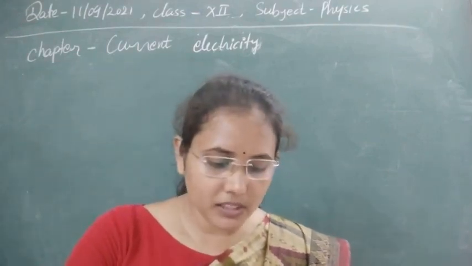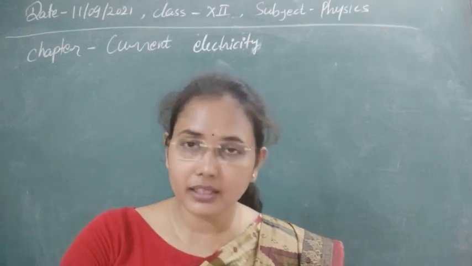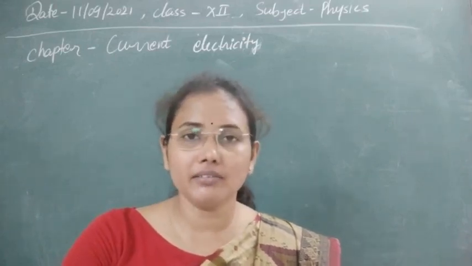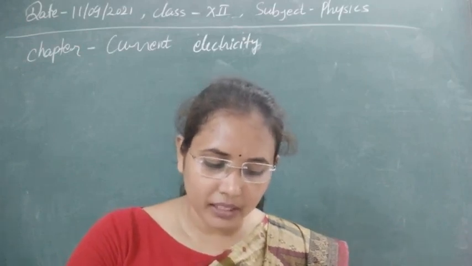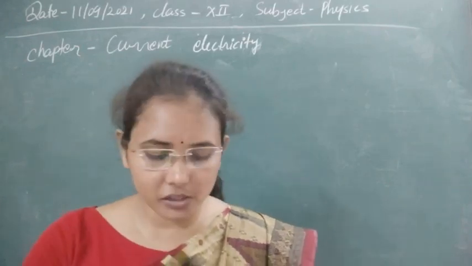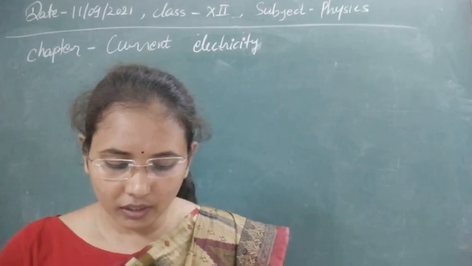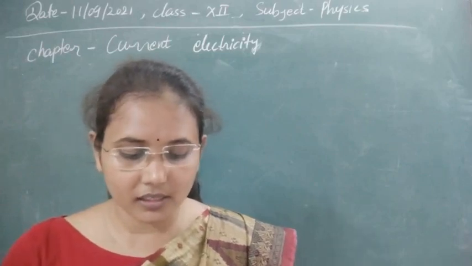So the first option is the conducting property of the conductor. Due to this one we are getting conductivity. Second one, the resistance of the conductor is small. Third one, the electron number density of the conductor is small. And the fourth one, the electron number density of the conductor is enormous.